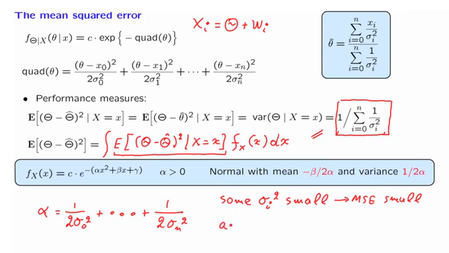On the other hand, if all of the noise variances are large, then this means that all of these terms here are going to be small. I'm adding small terms. 1 over something small is something big, and so the mean squared error is going to be large. That is, if all my measurements are very noisy, then I do not expect to estimate my random variable particularly well.